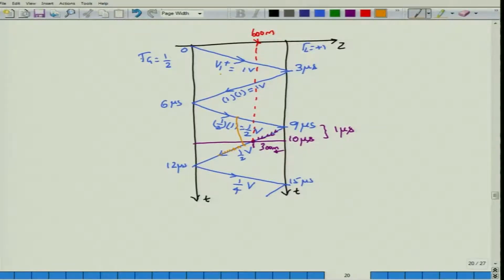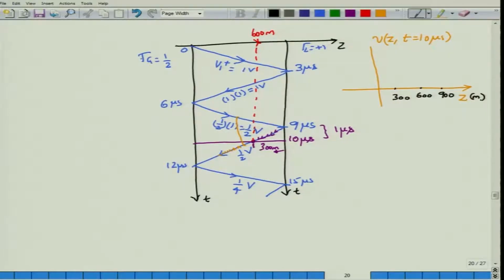Okay. So let us now plot what would be the voltage distribution that would be present throughout the section of the transmission line at a time of 10 microsecond. So let us see how this would be. So I need to plot the voltage as a function of Z here because I am taking the snapshot in time. Let me mark 3 points corresponding to 300 meters, 600 meters and 900 meters.